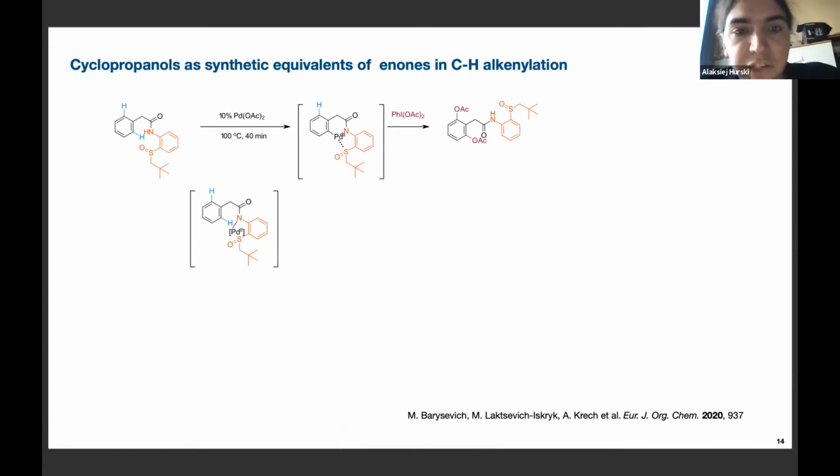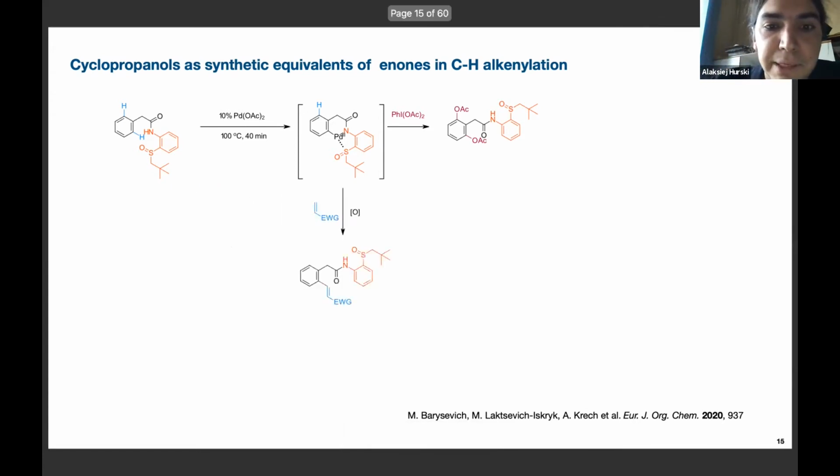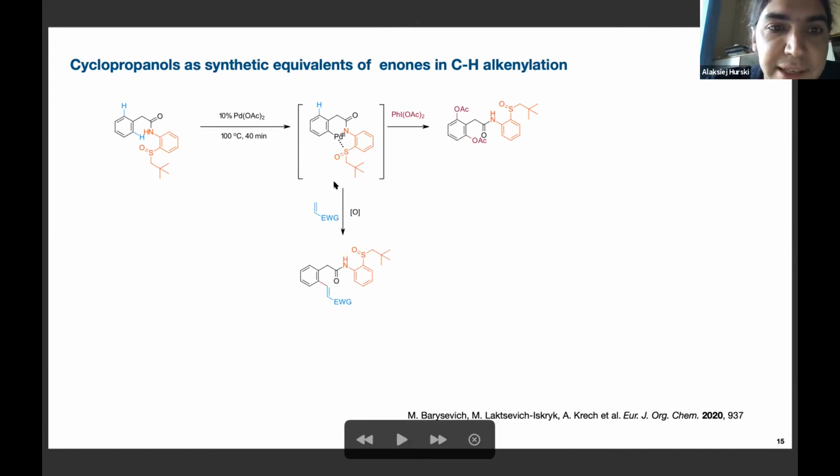But what was the next question? Okay, can we engage this intermediate in the Heck reaction, not only in C-O bond construction, but also in carbon-carbon bond construction? And it really did work. When we mixed this starting amide with palladium acetate and alkene, and an oxidant, which is required for the Heck reaction, we obtained this compound.